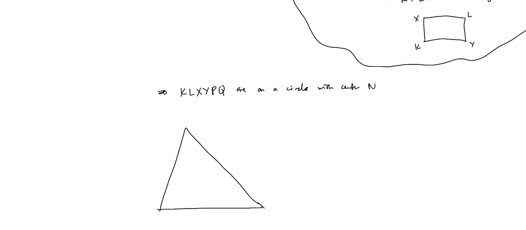Namely, the intersections of, namely these 3 points are also automatically on the circle. Let's give them different names, like EFG, for example. Let's call them EFG.